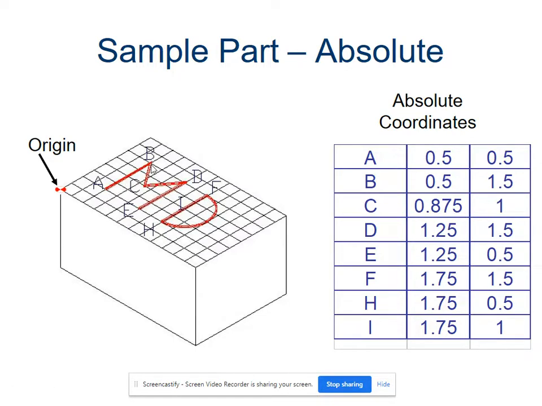Then it says move to this location, which is 0.875 comma 1. So on the Y value, we are 4 blocks up, 1, 2, 3, 4. And on your X value, we're over 0.875. And on our Y value, we're up 1. And then you go to D and to E. And then when you're here, you pick the tool up out of the material and you go to your next set of points.